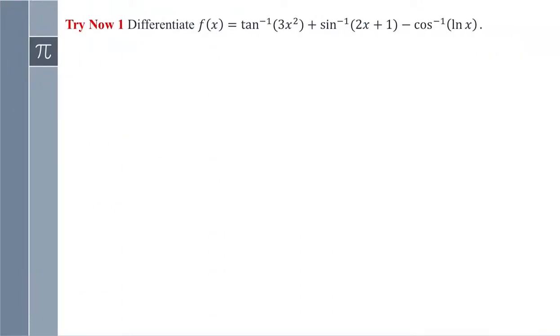Now, you can go ahead and try this next problem. Pause the video, try it, and then you can verify your answer at the end, okay? So let's go ahead and do it. Let's find the derivative.